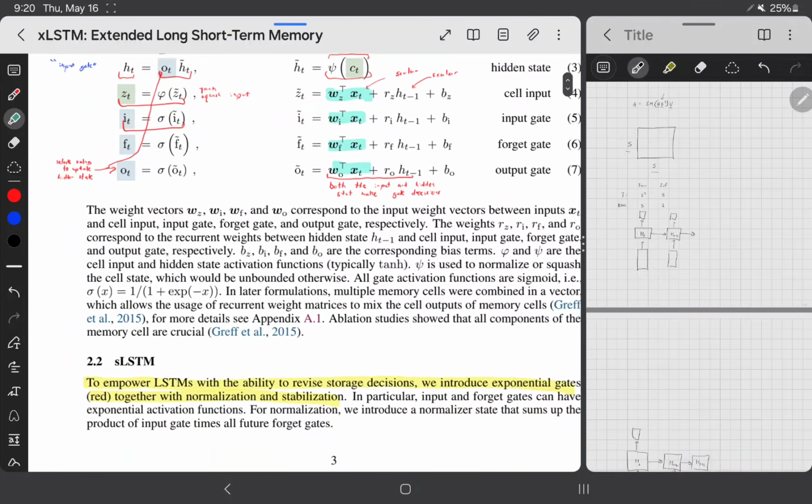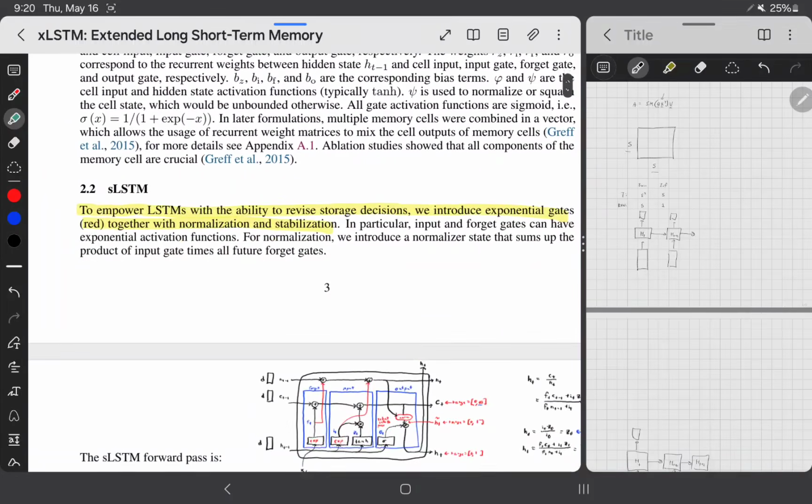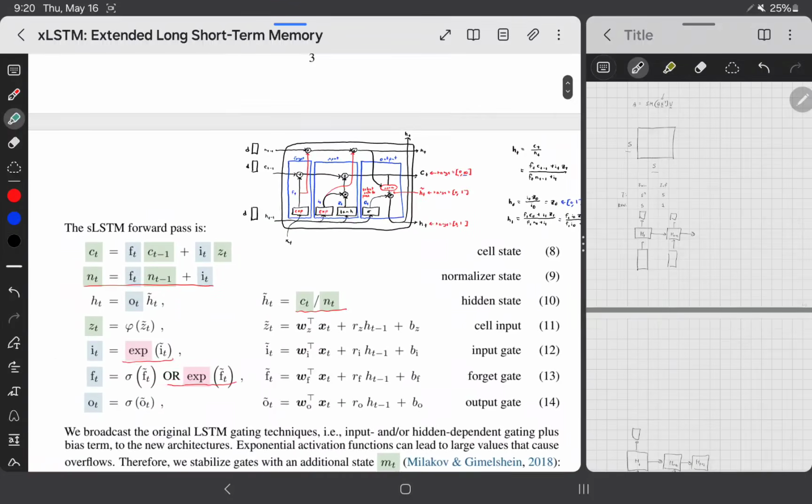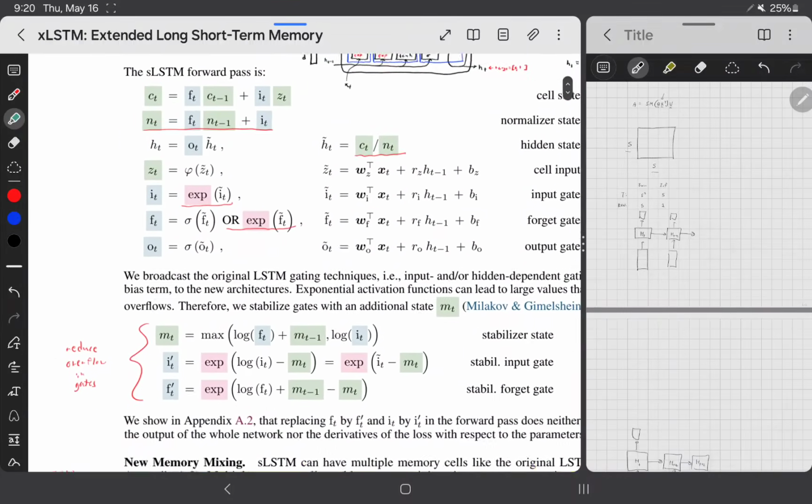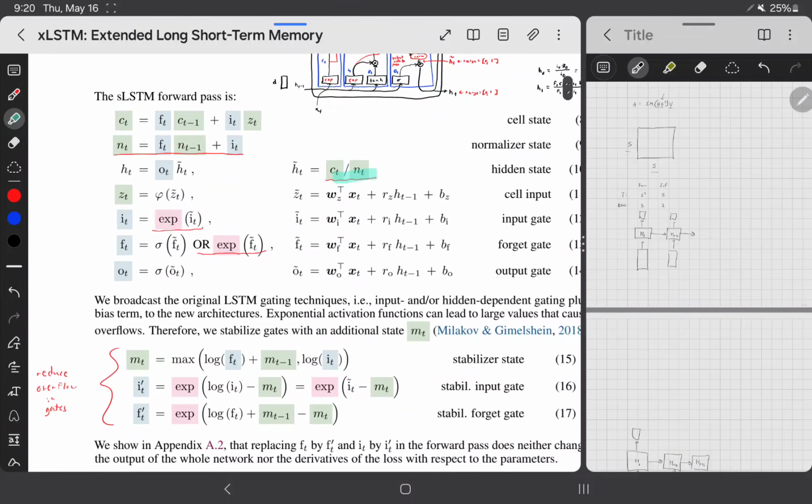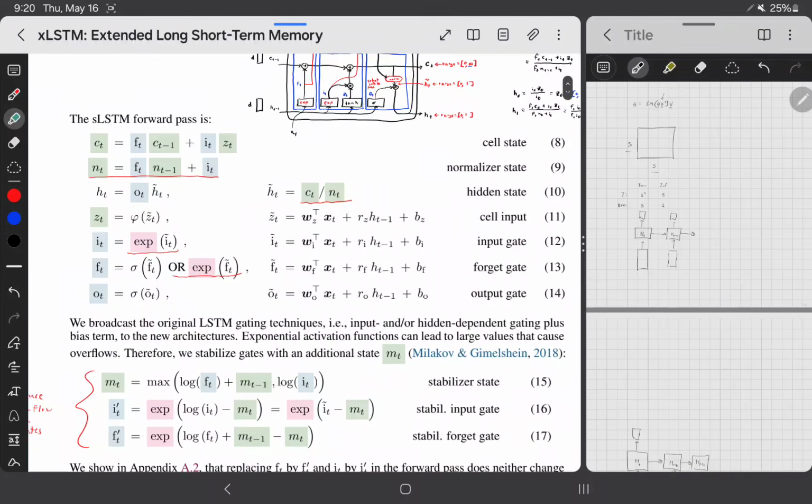So they first fix this by creating an sLSTM. So sLSTM takes LSTM and it only adds a few things. I underlined it in red, and these are minor changes, but the minor changes can lead to big problems.